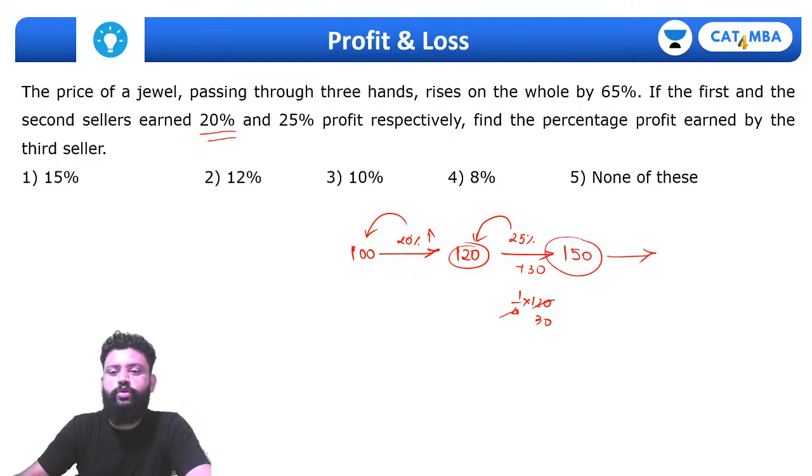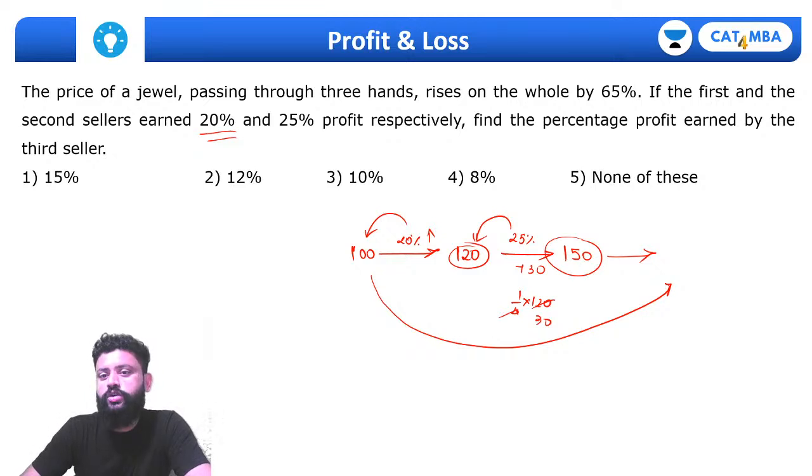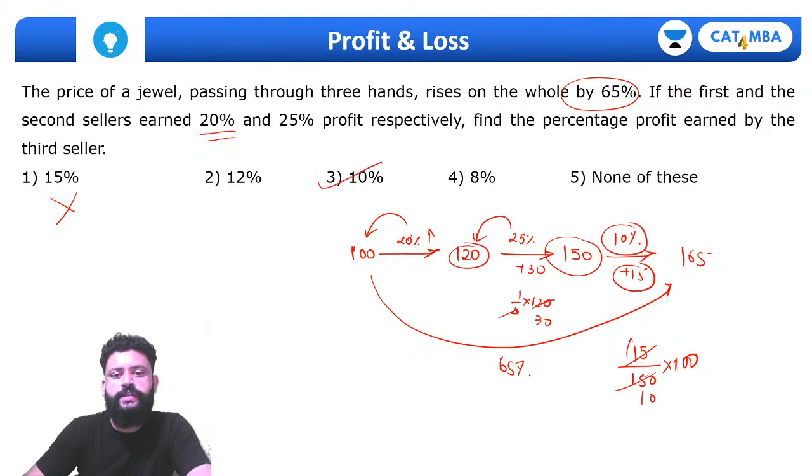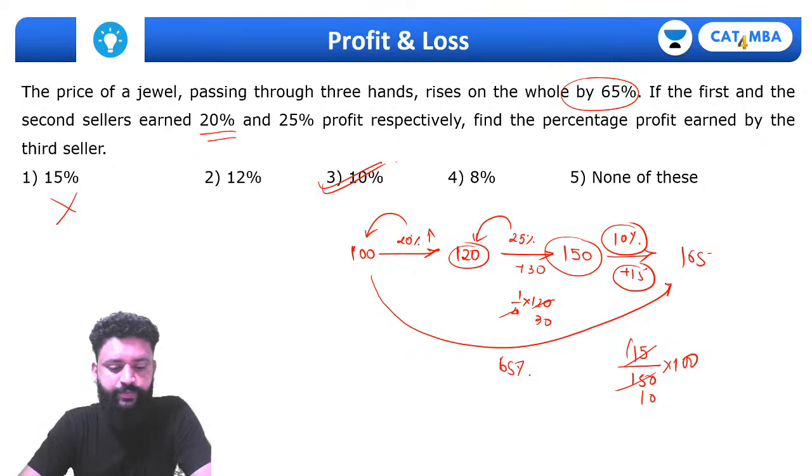And finally we know from the initial cost, the rise on the whole is 65%, so the final is 165. Now here there is just an increase of 15 over 150, but it's not 15%. Because 15 compared to 150 into 100, that's just 10%. So the answer should be the third option, that is 10%.